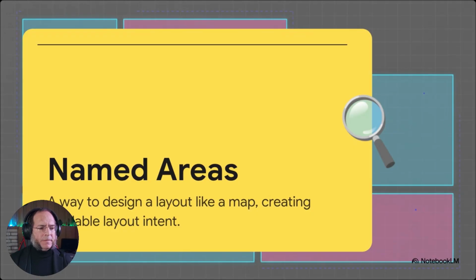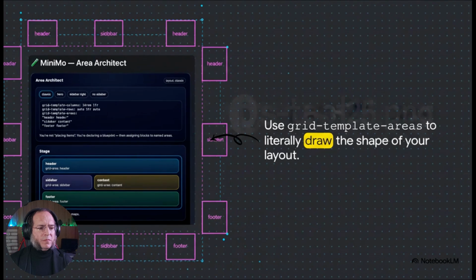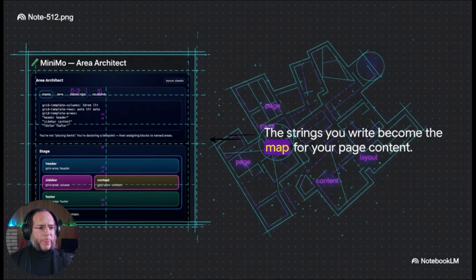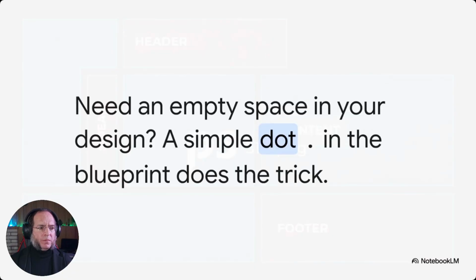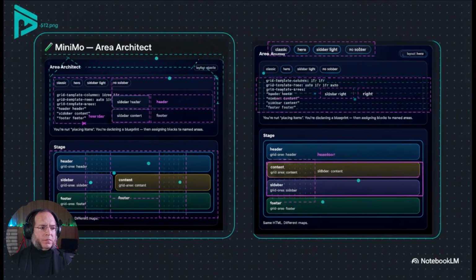Think of your layout like a blueprint, using named areas. You literally just draw the shape of your layout right there in the CSS. Yeah, those strings you write, that's the map for your entire page. So your components stop chasing numbers around. They just claim their spot on the map. And if you want an empty space, just pop a dot in there. Simple. Now check this out.